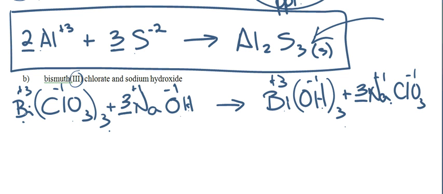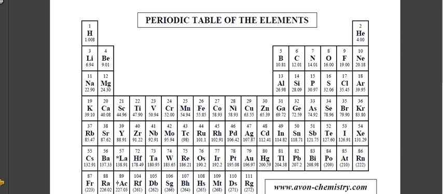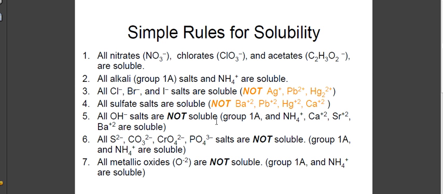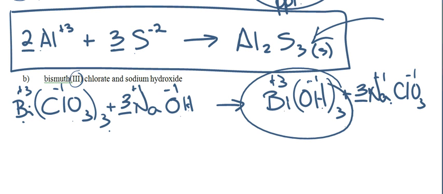Okay. Solubility rules. Bismuth hydroxide. As we stated earlier, all hydroxides are not soluble except for group 1A, calcium, strontium, and barium. So this forms a precipitate. Sodium chlorate, is that soluble or not soluble? Very good. All chlorates are soluble. Sodium is a group 1A metal. Both of those are reasons for a soluble compound.